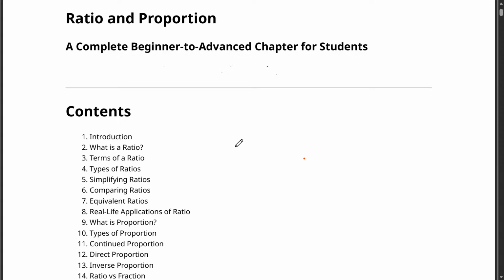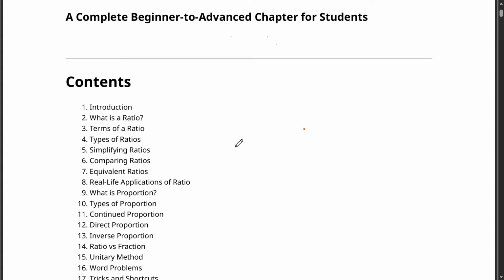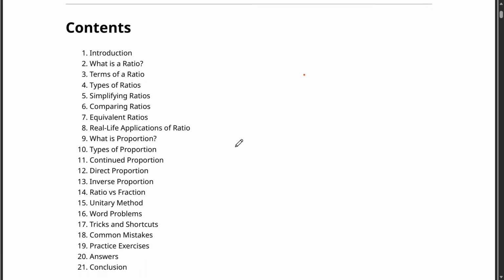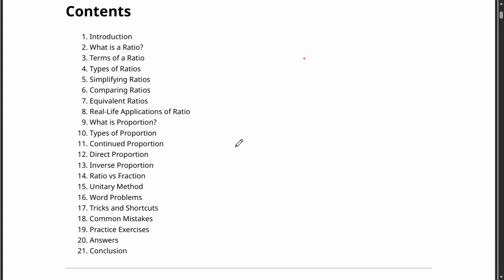Hello, am I audible? Student, today I will teach ratio and proportion. In this chapter we will learn the introduction, what is ratio, terms of a ratio, types of ratio, and so on.